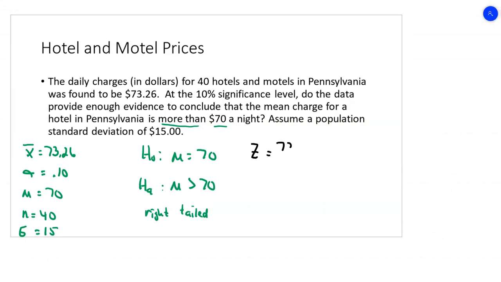So take the sample mean minus the population mean, over the standard deviation divided by the square root of n. So on the top, I get 3.26 divided by 15 over the square root of 40. That gives 1.37.